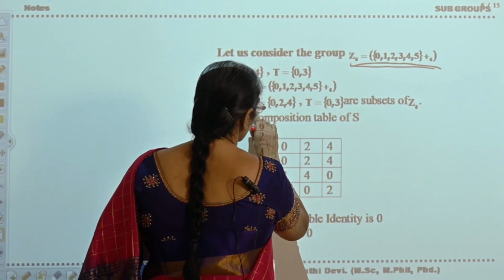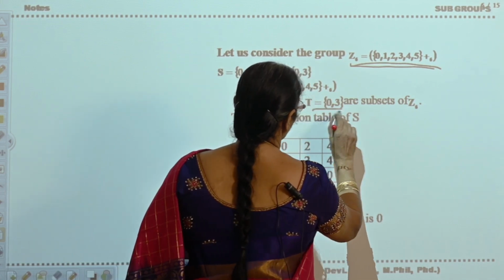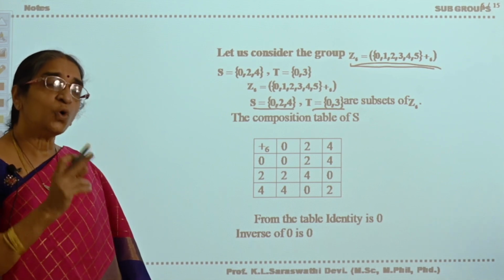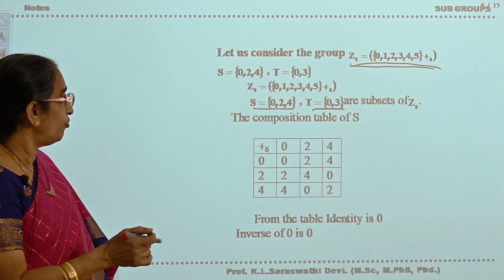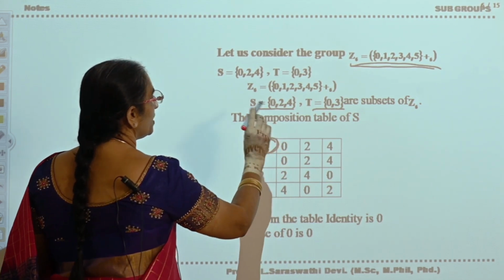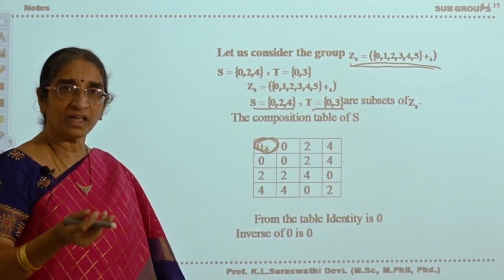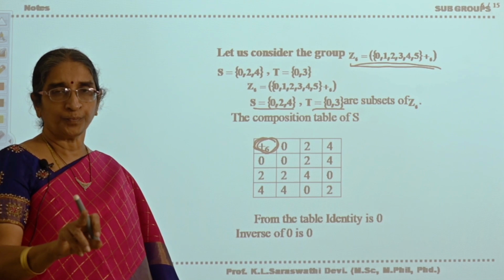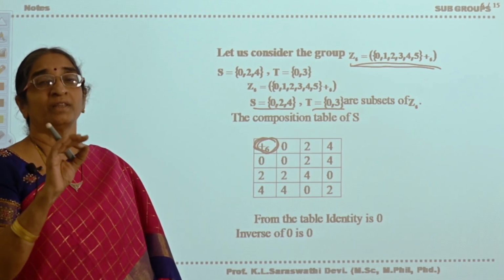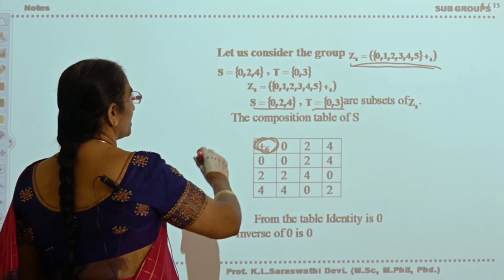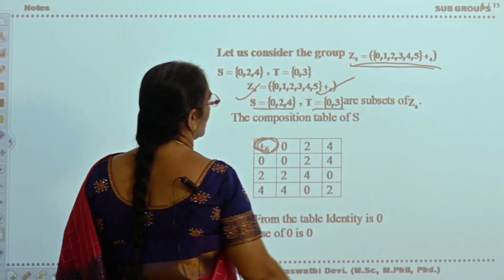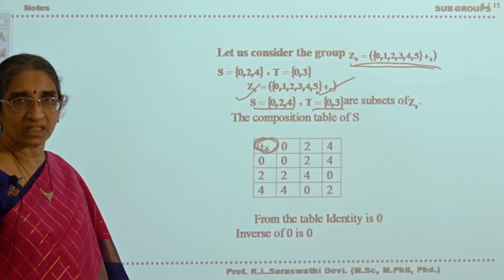You have taken subsets S and T. These two are subsets of Z6. These two are becoming groups with the same operator. Being complexes of a group, they are becoming groups themselves. Therefore, we can say that S is a subgroup of Z6, and T is a subgroup of Z6.